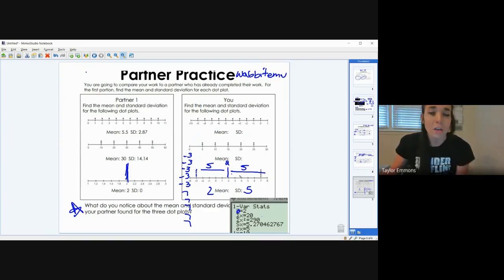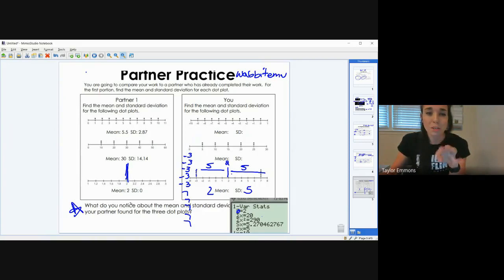Okay, so how is this mean and standard deviation different from this one? Well, this one's more spread out, right? Which is why it has a greater standard deviation. This one, it's just all the same numbers. Does that help? Yeah, it does. Okay. Thank you.